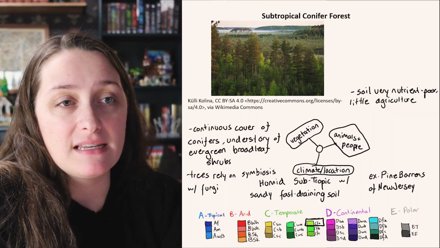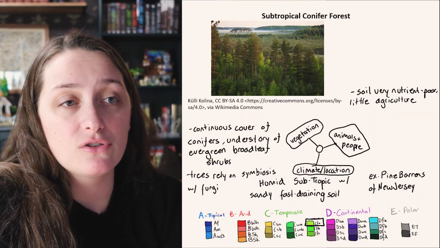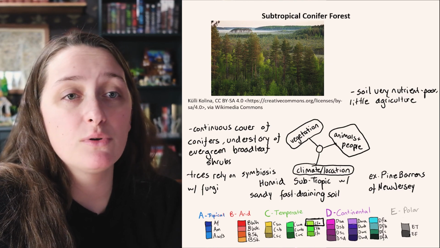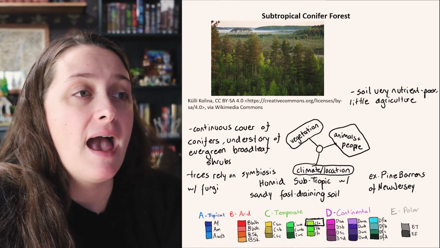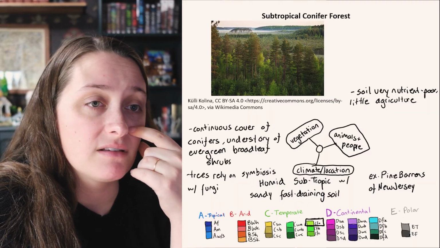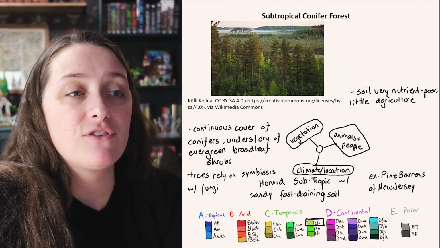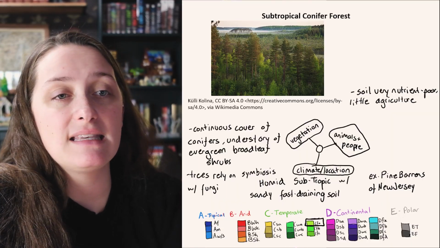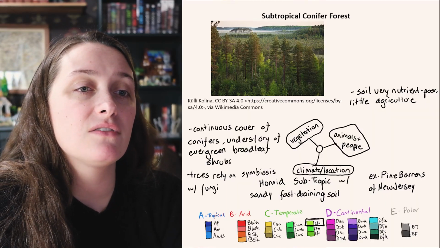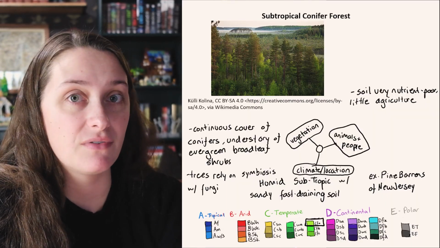And this is going to be a continuous cover of conifers, which is like pines, with understories of evergreen broadleaf shrubs. So think like azaleas, blueberries, that sort of thing. And these are mainly found in humid subtropic CFA climates where there are sandy, fast-draining soils, so nutrient poor. If the soil is heavier here, you will see a temperate broadleaf and mixed forest instead. And these tend to survive due to symbiosis with fungi.